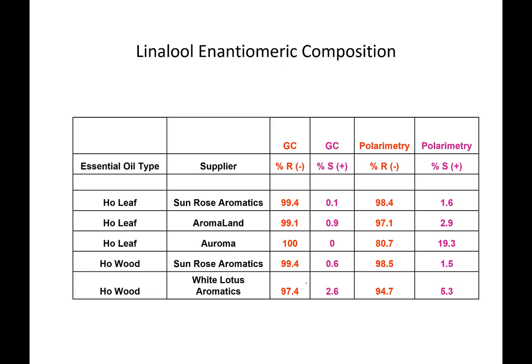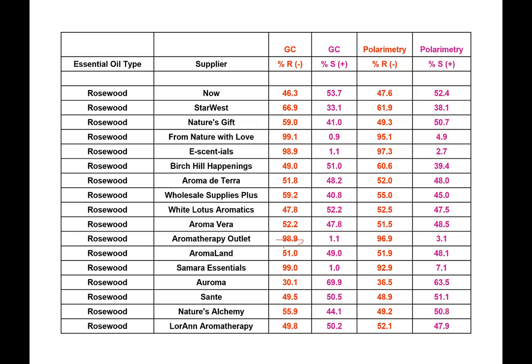And on occasion, we would find, for instance, like the aromatherapy outlet was 98.9% R, which is not possible for rosewood. And so they somehow have some ho leaf oil in there. Now, I don't call them up and say, did you know that you're selling an adulterated product? Because my legal team doesn't think that's a good idea.